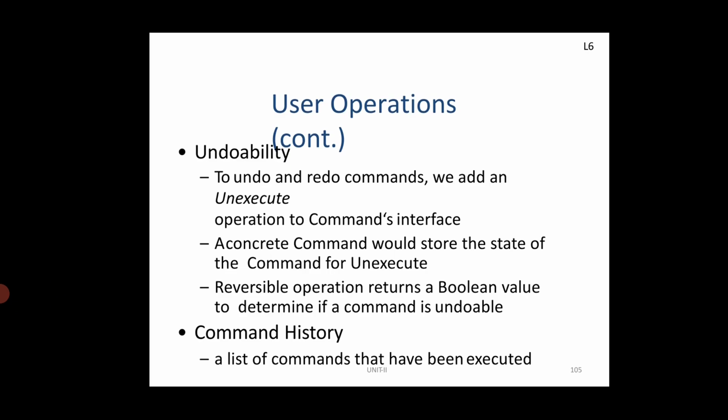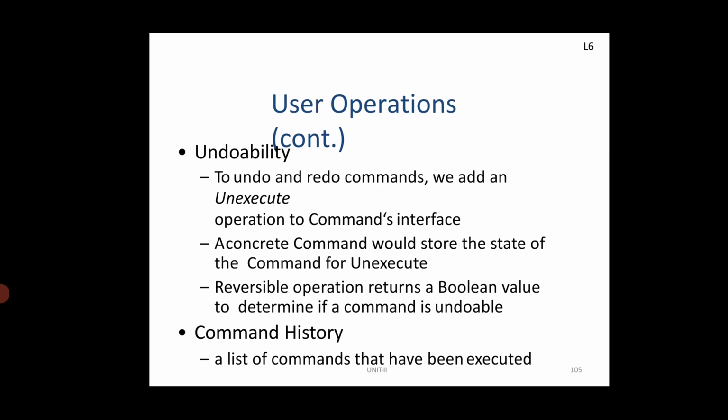In this concept, the user operations include undoability. What is the meaning of undoability? To undo and redo commands, we add an unexecute operation to the command's interface. Next, a concrete command would store the state of the command for an execute operation, and we need to support reversible operations. It returns a boolean value. How do we determine if a command is undoable?